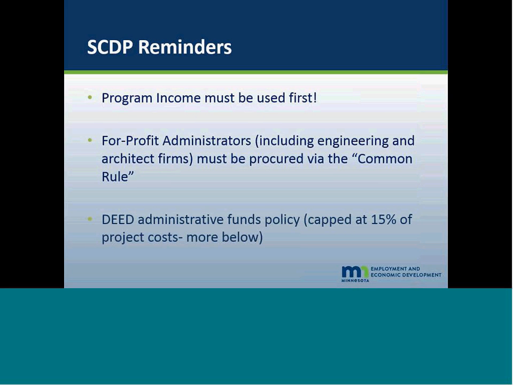With Small Cities, you need to bring forward your program income. It needs to be used first. When you are going to write a preliminary proposal, if you do not know what your program income is, please contact your rep. Another important point is for-profit administrators. If you're going to have an administrator, this includes engineering and architect firms, please make sure you procure them via common rule. You have to do that.